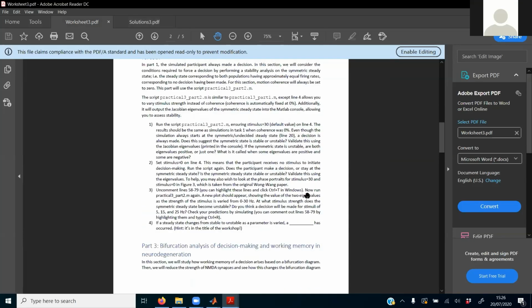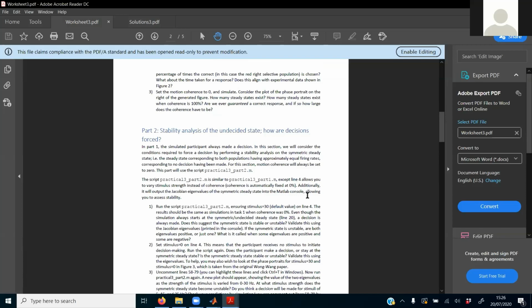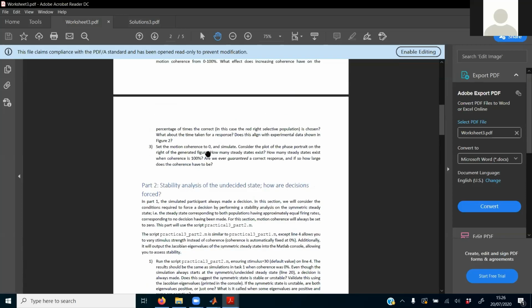So now, is that everything? No, sorry. Set the motion coherence to 0% and simulate. Consider the plot of the phase portrait on the right of the generated figure. How many steady states exist, and how many exist when coherence is 0?